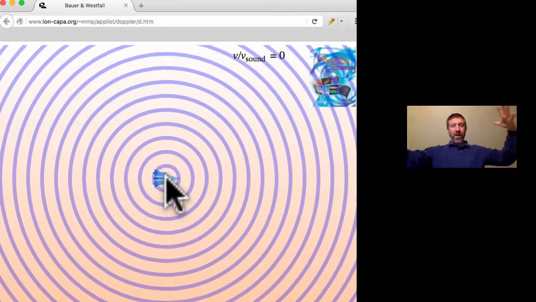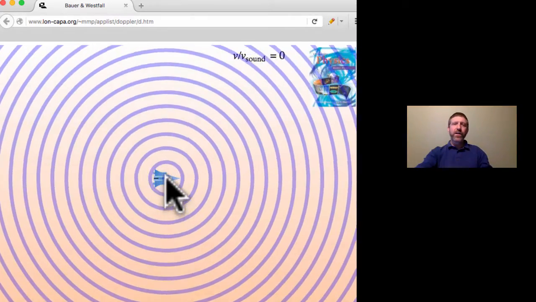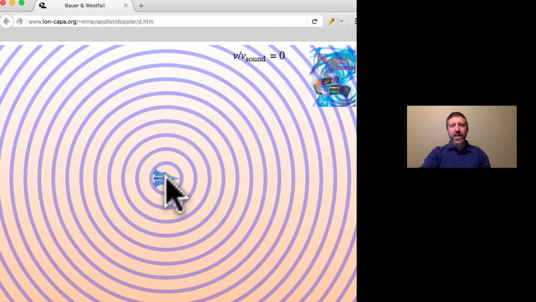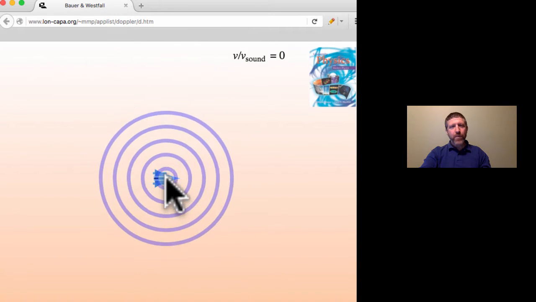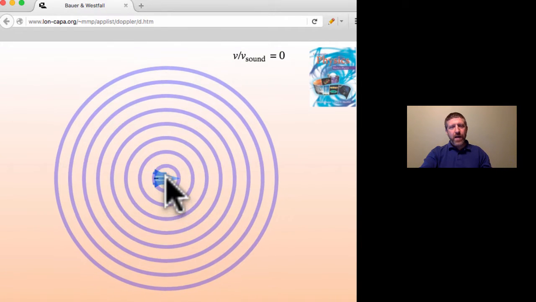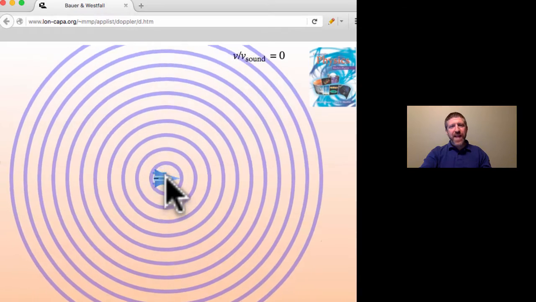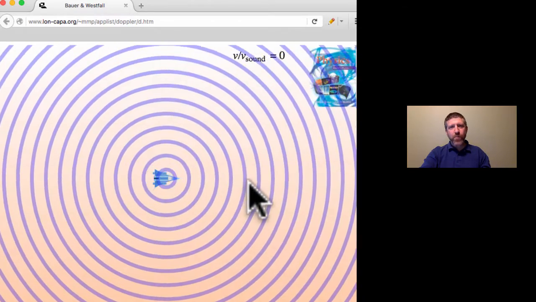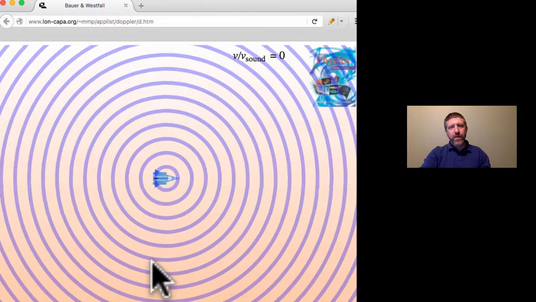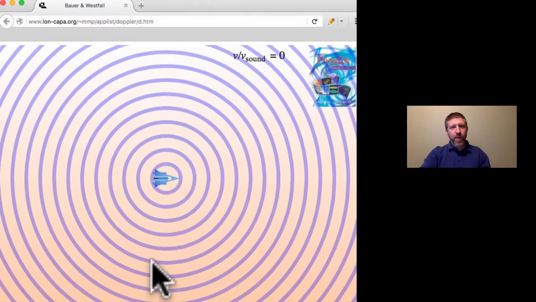Spherical, we're just looking at one plane of them. And so it looks like circles, like if you dropped a pebble into a pond, something like that. So if these lines represent the compressions, what do these spaces in between represent? If you said rarefactions, you'd be right.